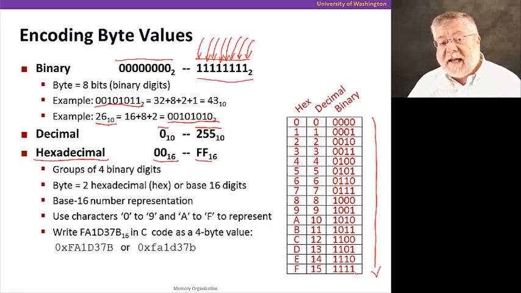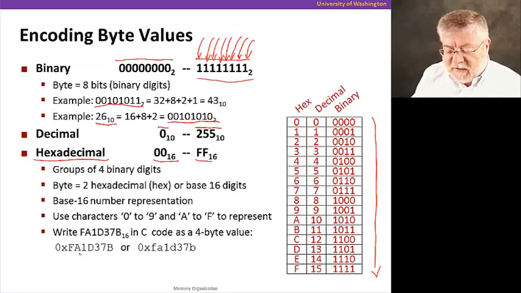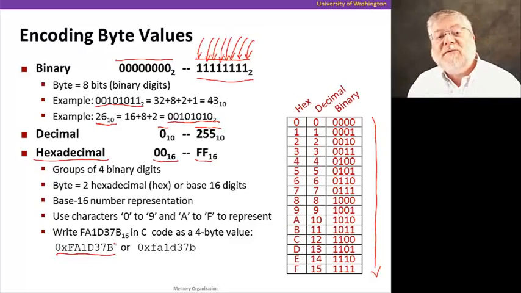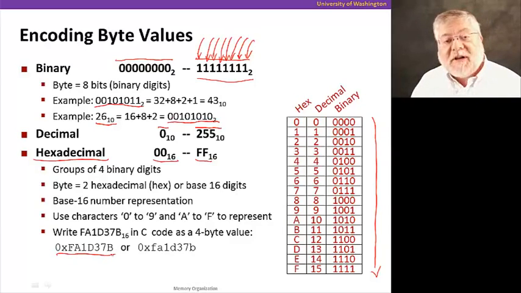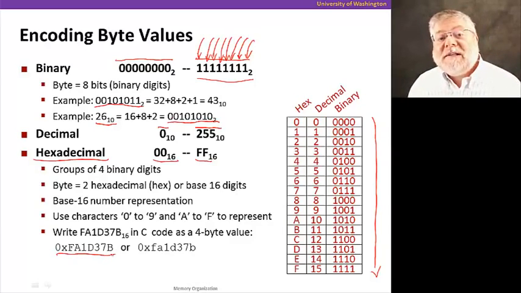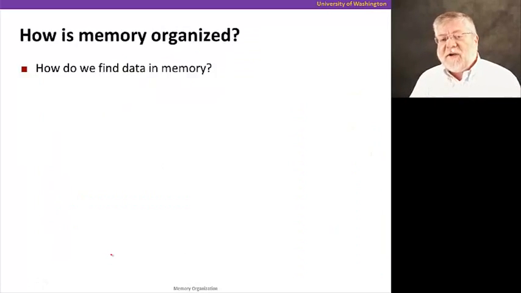Okay, in the C language, we can write these values very easily by using the notation 0x to indicate a hex number, a number in base 16. Here we see an 8-digit hexadecimal number. Since the digits are 4 bits each, that's a 32-bit long number that will be represented in 4 bytes. And in C, it doesn't matter whether we use uppercase or lowercase letters. Either one will work.